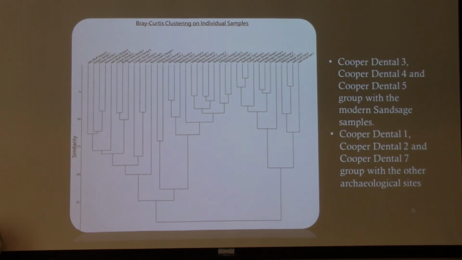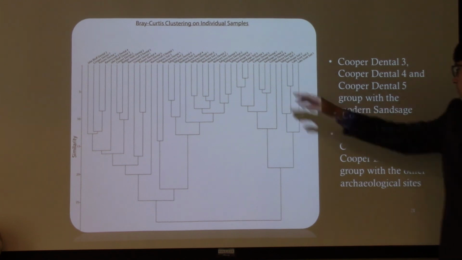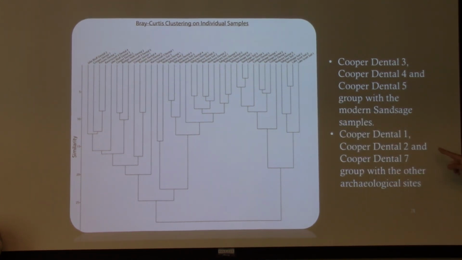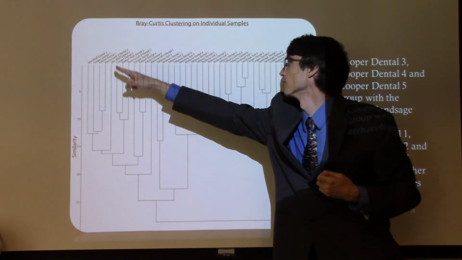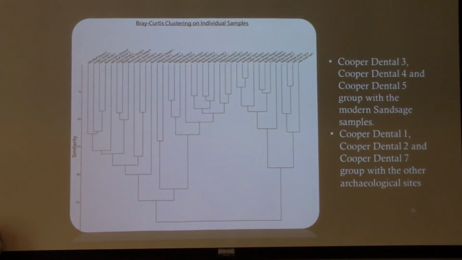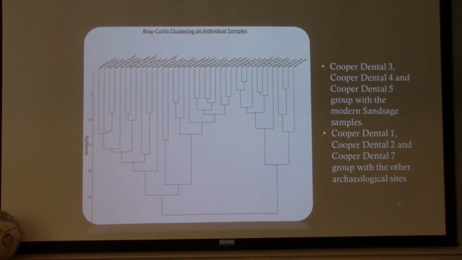So what we can determine here is really one interesting thing: the Cooper samples are displaying kind of a bimodality. We have three of our Cooper samples which group with the modern Sand-Sage samples over here, and then we have three of the Cooper samples which group with our other archaeological sites over here. And we'll discuss why we think that may be happening a bit later.